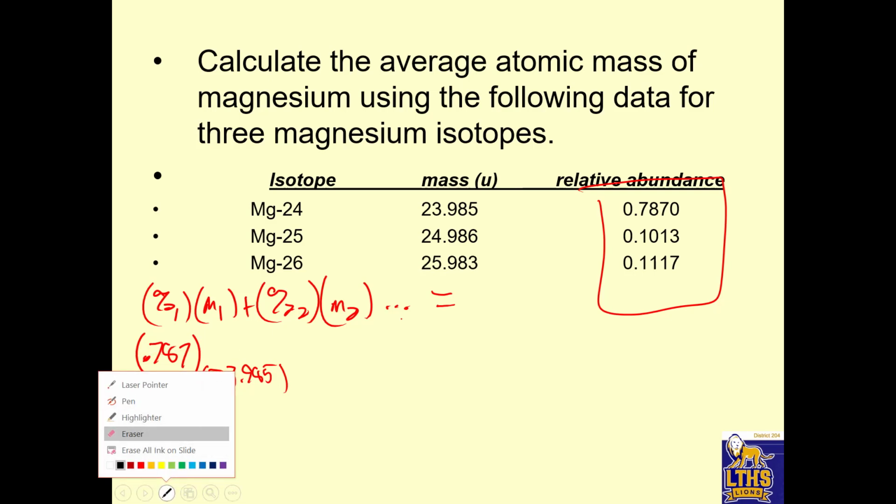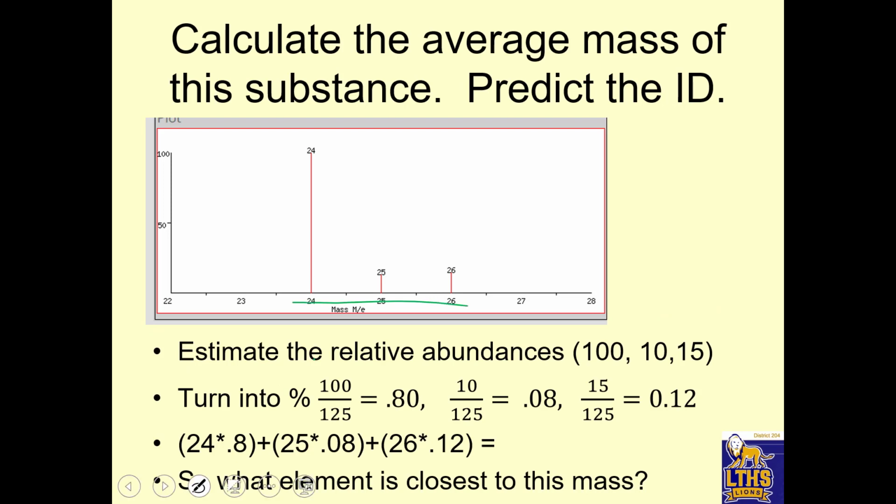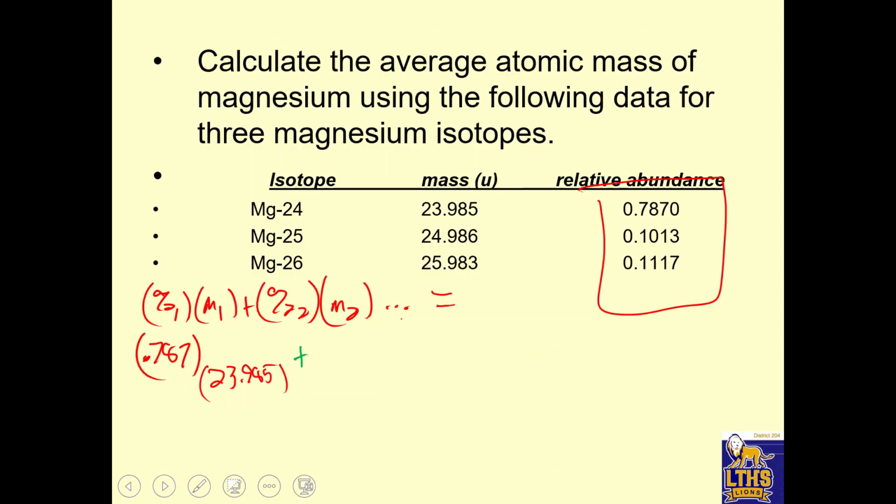Let me try and change to a different color. Plus percentage 2, 0.1013 times 24.986. I know you think I'm going to do another color still, but I'm not. I'm full of trickery today.